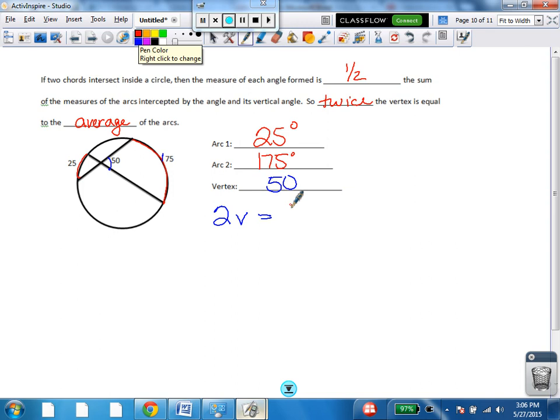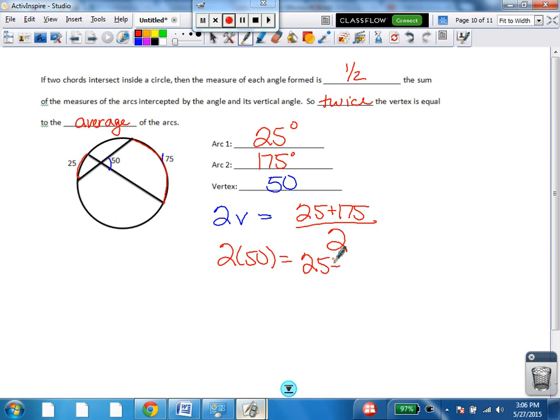So it would be the average. So add them both together. 25 plus 175 over top of 2. And 2 times the vertex, or 50. So 2 times 50 is equal to 25 plus 175 over top of 2. 100 is equal to 200 over 2, or 100 is equal to 100. So this wasn't exactly an example problem. This one was just to verify how you would do the problem.